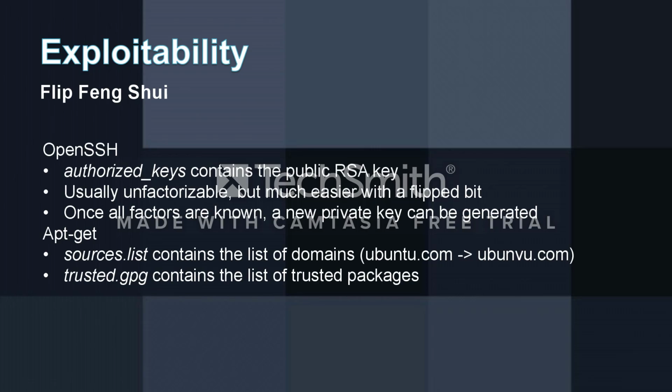Once the package is downloaded, we have the other file that needs to be dealt with. This file contains the list of trusted packages that apt-get is willing to install. And once again, if we can just flip a bit inside that file, we can trick apt-get into installing something that it shouldn't trust at all. Do take note that these exploits are very experimental and they can only be reproduced in a highly controlled environment.